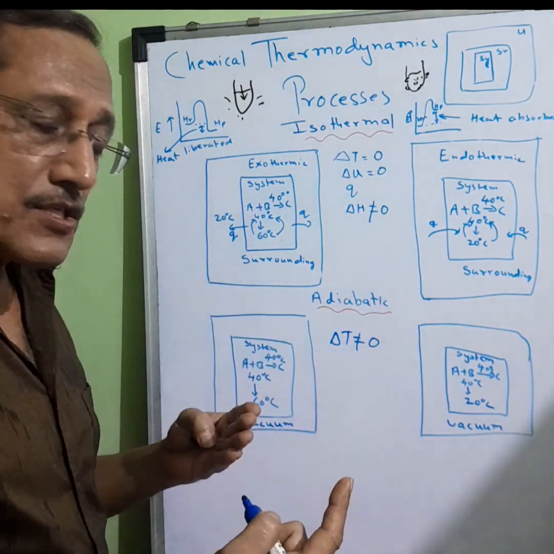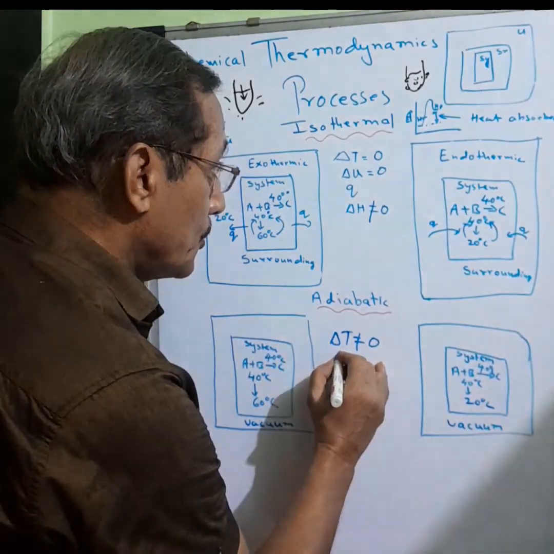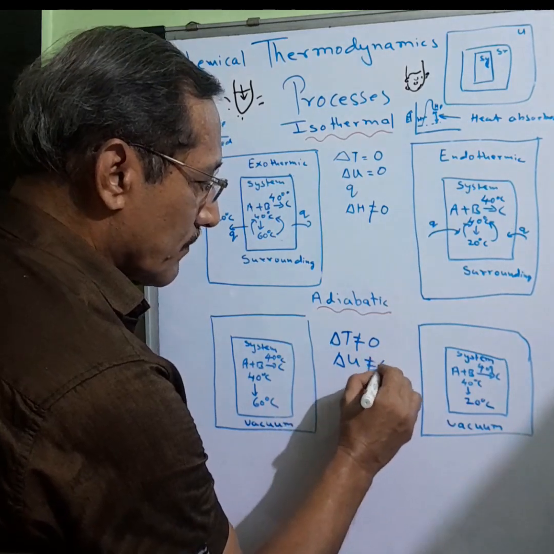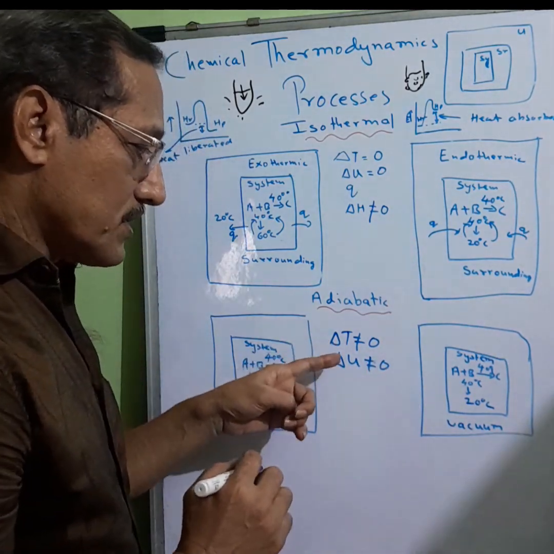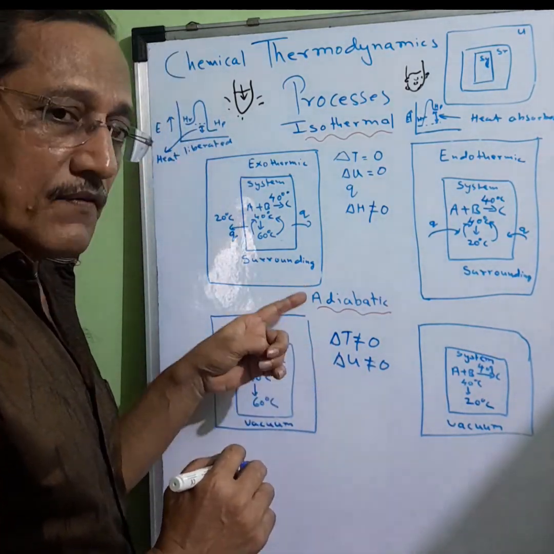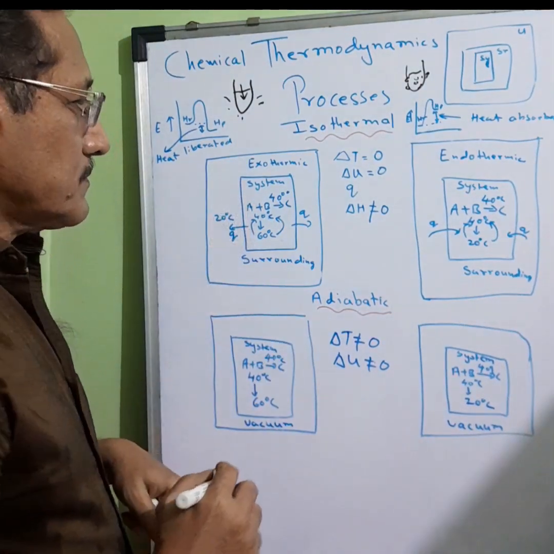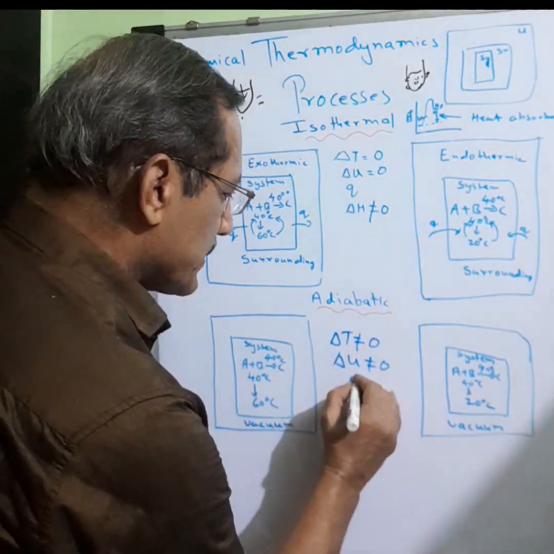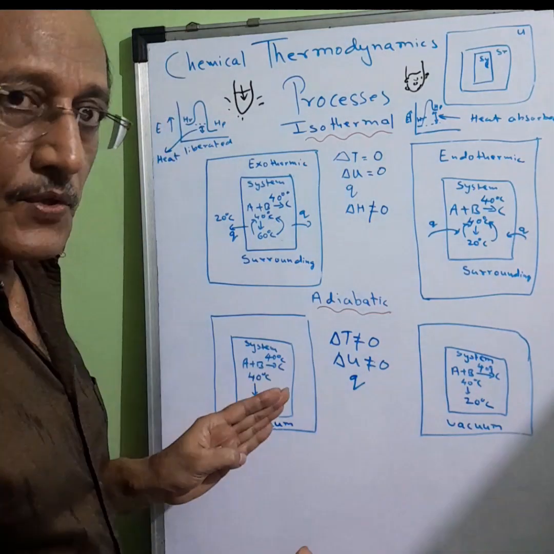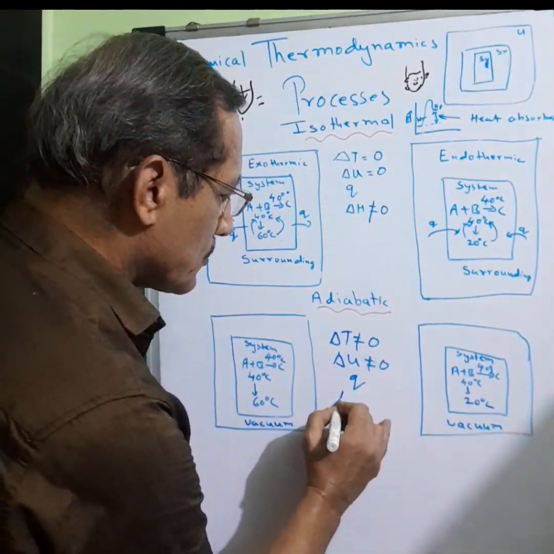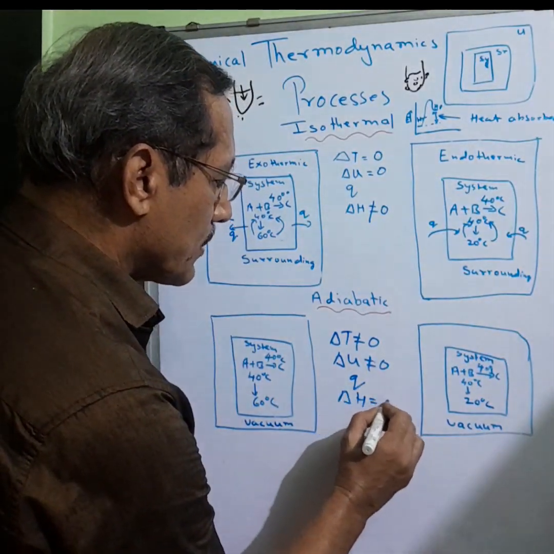Now since del T is not equal to 0, del U is also not equal to 0. Why? Because U, internal energy, is a function of temperature. Then was there any exchange of Q? There was no exchange of Q. So since there was no exchange of Q, del H is equal to 0.